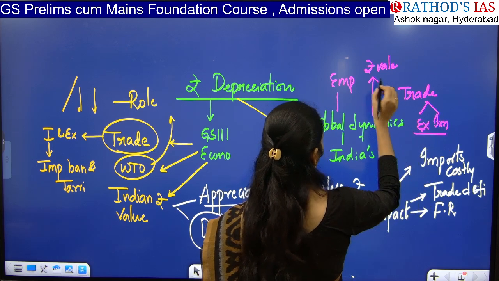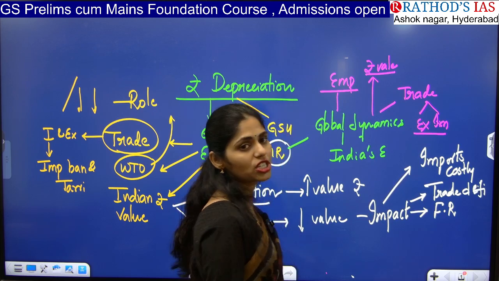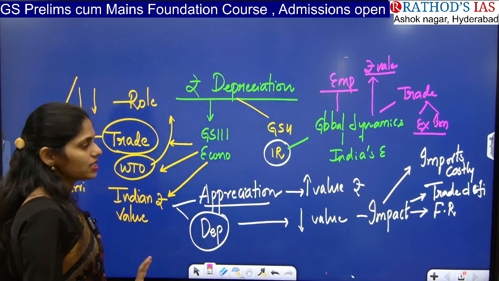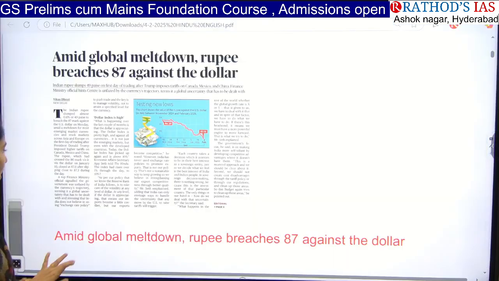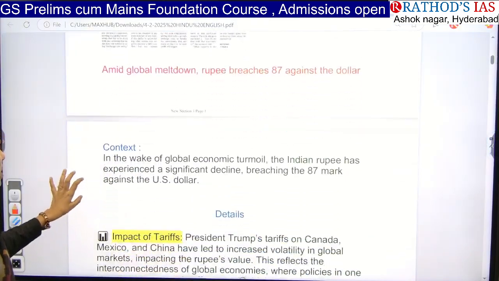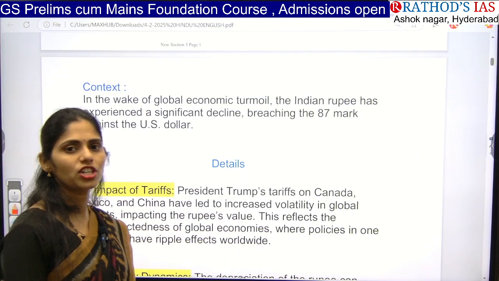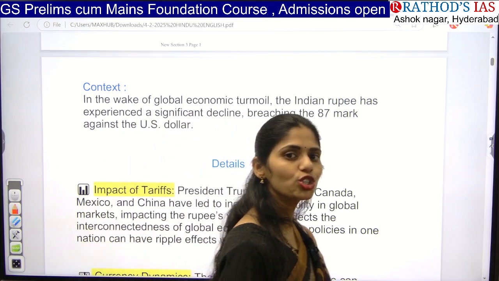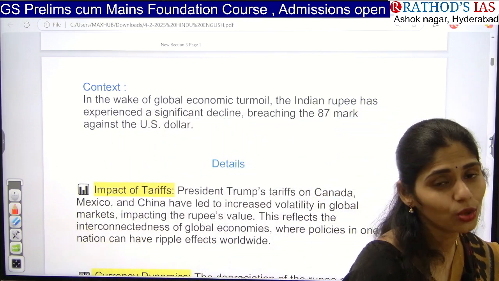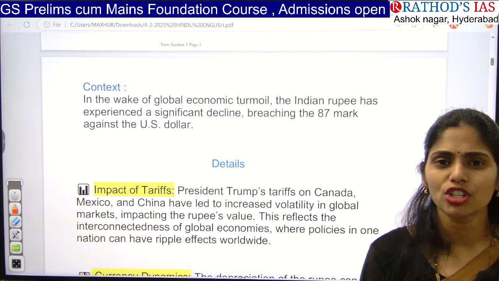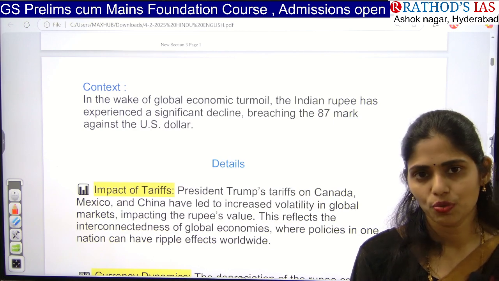Okay, so in this way you have to see different dimensions from this article. So now let us see what exactly this article is talking about. In the wake of global economic turmoil, for example, the Russia-Ukraine crisis, the Israel-Gaza issue, and even the 2.0 era of Trump, lots of changes came up in this 2.0 era.